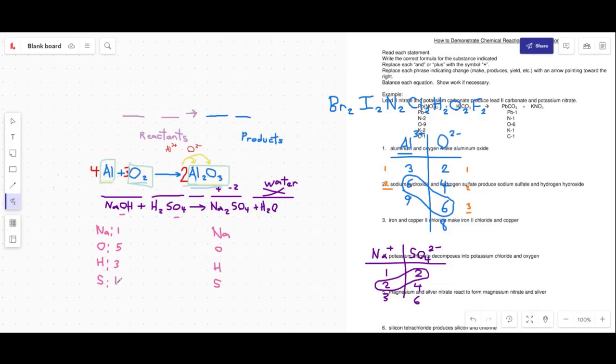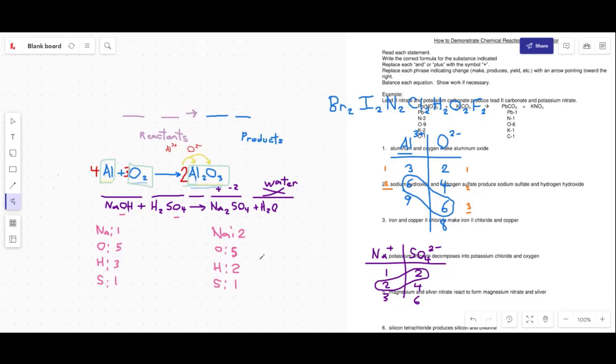One. How many sodiums do I have on the right side? Two. How many oxygens do I have on the right side? Five. How many hydrogens do I have? Two. And how many sulfurs? One.